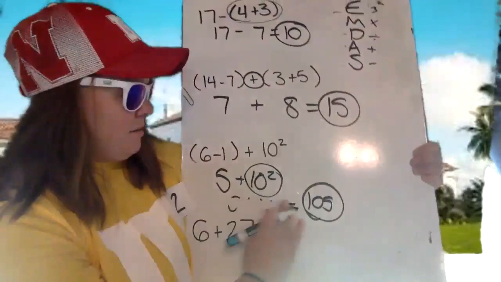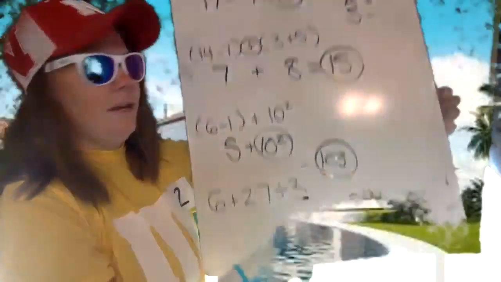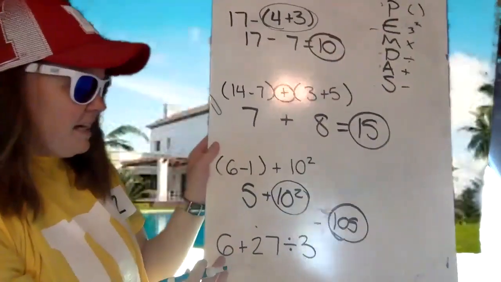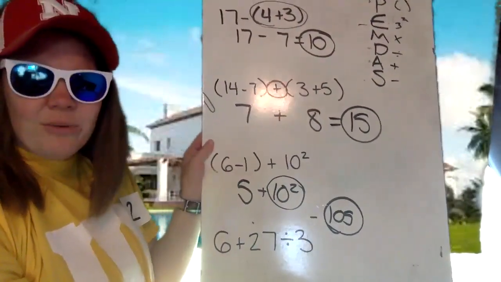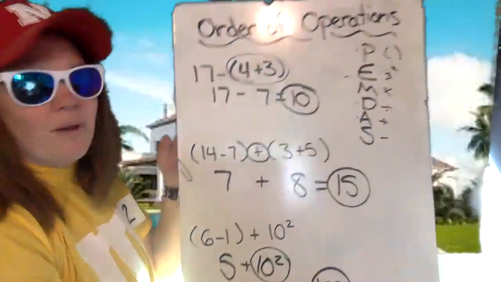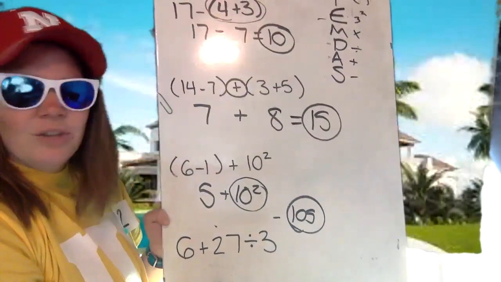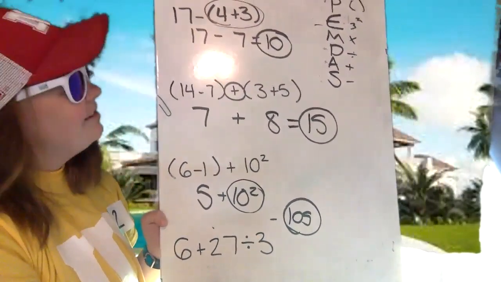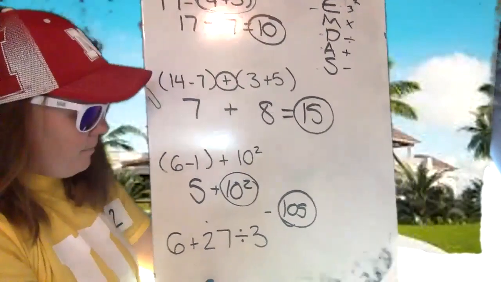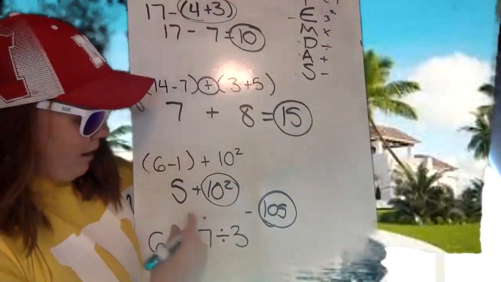All right, last one here. I'm going to erase this part here so we can read this a little bit better. Here we go. So it's 6 plus 27 divided by 3. Ooh, what do we do first? Well, parentheses. Do we have any? Nope. All right. Exponents? Nope. Multiply? Nope. Divide? Yep. So we're going to do this division problem first.